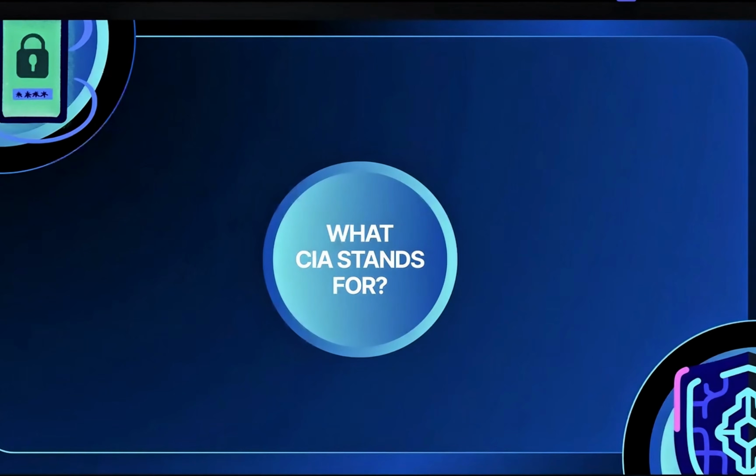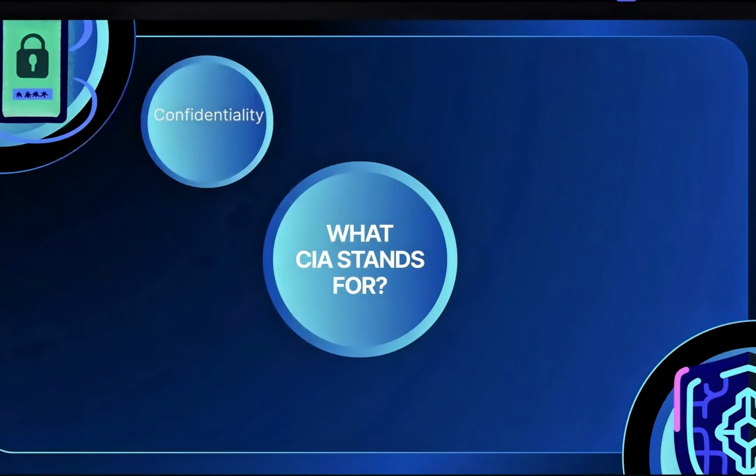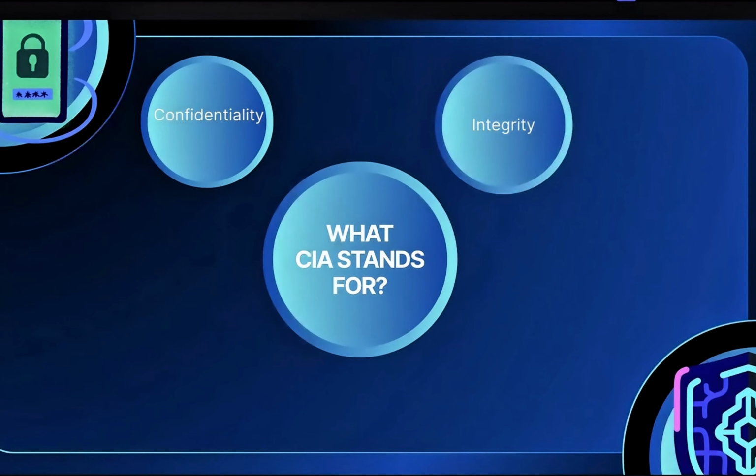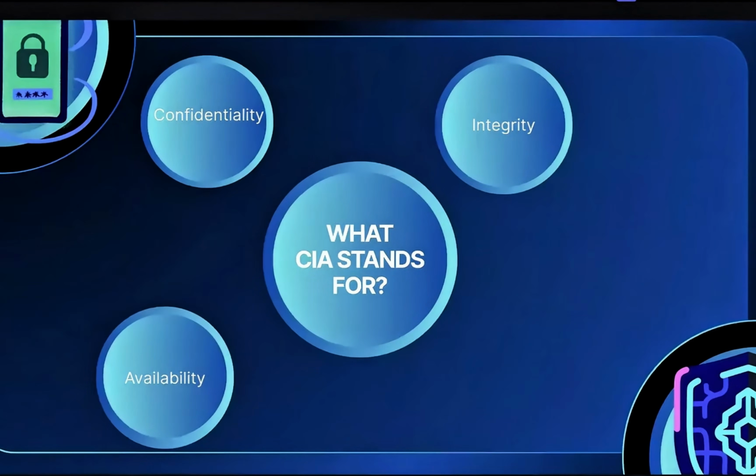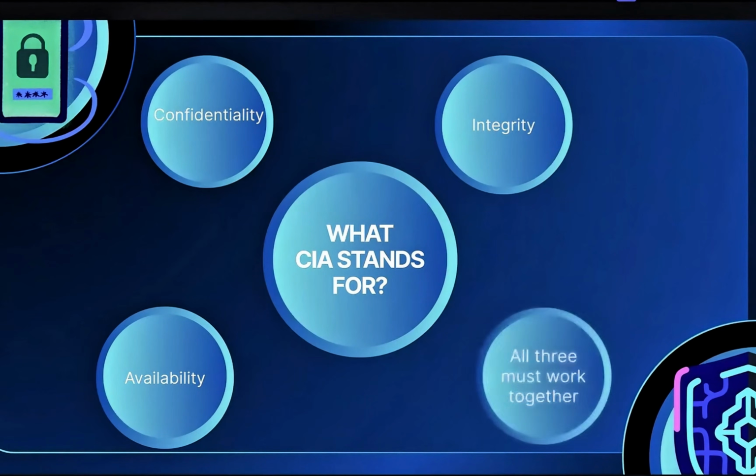So, what does CIA stand for? The CIA Triad is built on three core principles that work together. The first one is confidentiality, and that is the C. Confidentiality focuses on keeping information private. The next one is integrity, and this focuses on keeping data accurate and trustworthy. The third one is availability, which is the A, and availability focuses on keeping systems accessible when needed, and these should be accessible to just legitimate users. All these three, confidentiality, integrity, and availability, must work together for security to be effective.